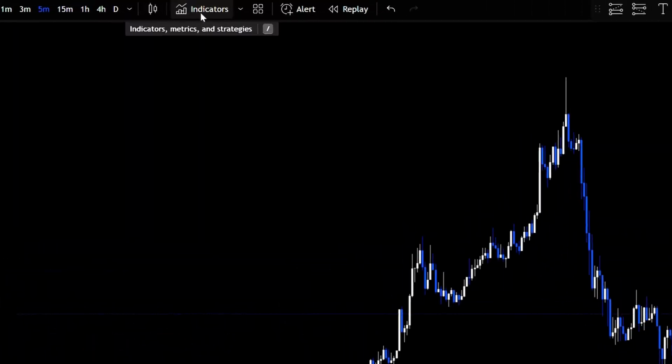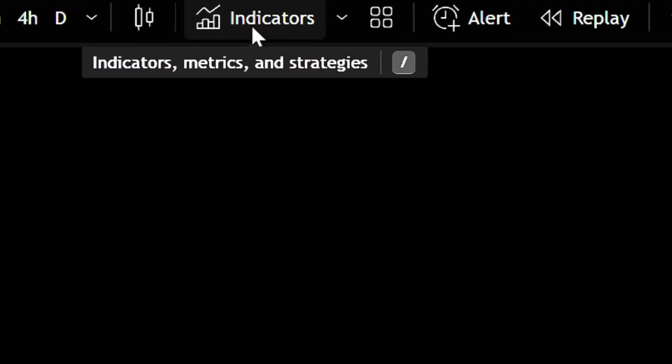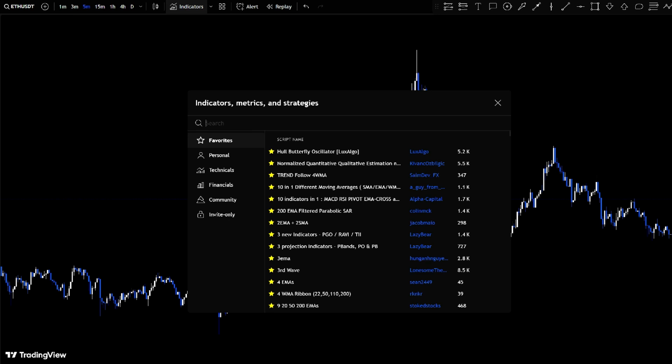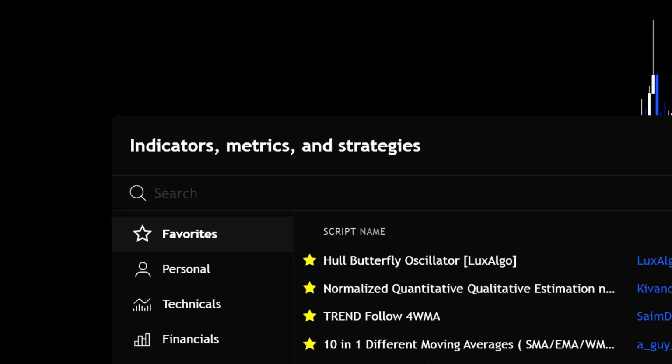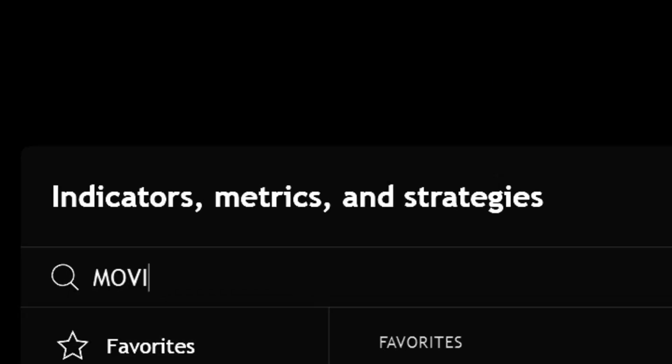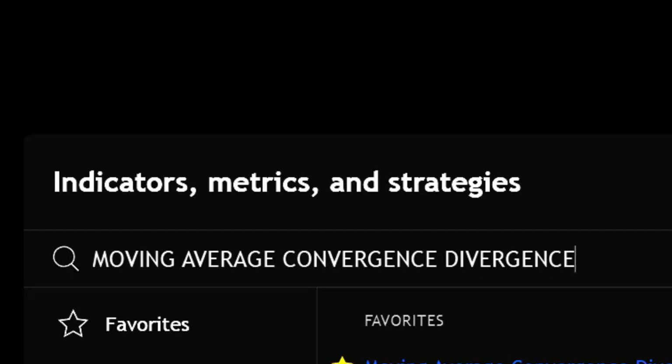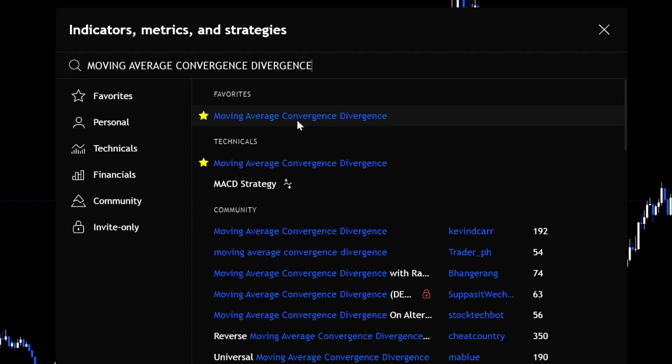I'm going to use TradingView, but the process is pretty similar on most platforms. You just head to the indicator section, usually at the top of the screen, and search for moving average convergence divergence, or just MACD for short. Either one works. Then just click on it and add it to your chart, and boom, you're ready to go.